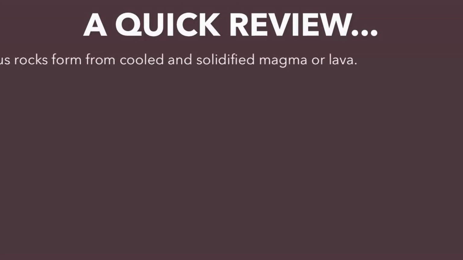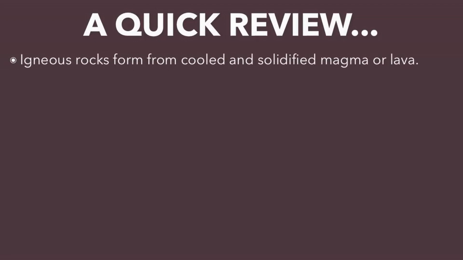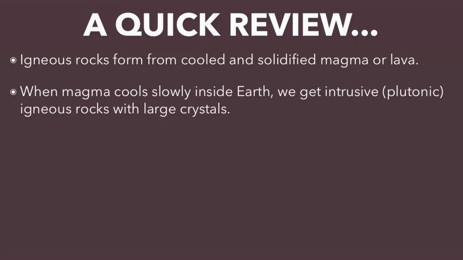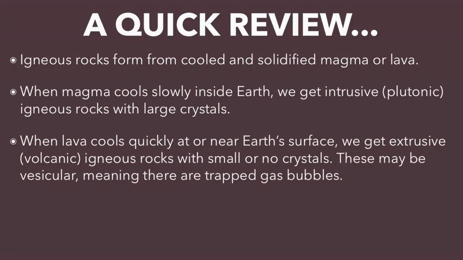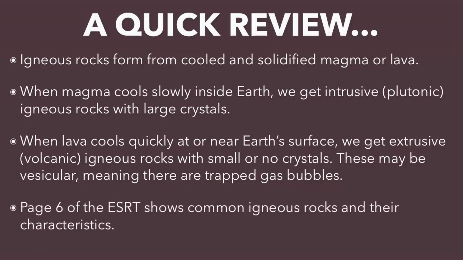So let's recap. A quick review. Igneous rocks form from cooled and solidified magma or lava. When it cools slowly inside the Earth, we get intrusive, sometimes called plutonic, igneous rocks, and they will have large crystals. When lava cools quickly at or near the surface, we'll get extrusive rocks, also called volcanic, that will have small or no crystals. They may be vesicular, meaning they have some trapped gas bubbles.